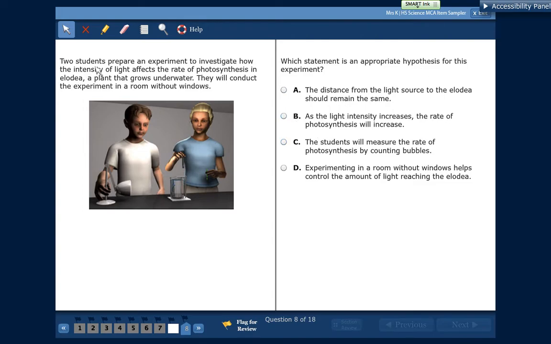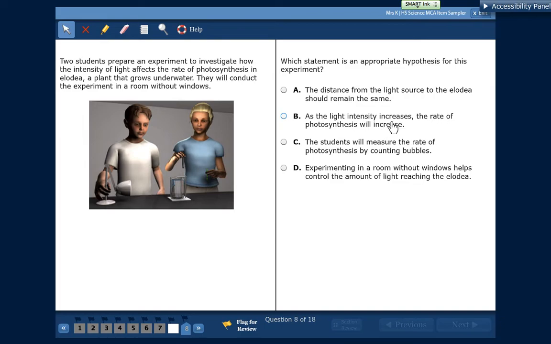So let's read. 2 students prepare an experiment to investigate how the intensity of light, so how close or how strong this light is, affects the rate of photosynthesis in Elodea. That's a plant underwater, an underwater plant. They will conduct the experiment in a room without windows. So what would be an appropriate hypothesis? The distance from the light source to the Elodea should remain the same. That isn't a hypothesis. It's not an if-then kind of thing. That's a statement. That doesn't make sense.